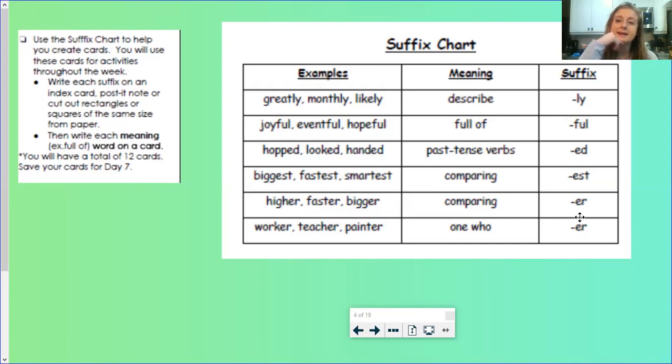Examples: greatly, monthly, likely. It means to describe, and the suffix is ly. Joyful, eventful, hopeful. It means full of, and the suffix is ful. Hopped, looked, handed. These are all past tense verbs. What that means is it happened in the past and it was an action, and that has an ed on the end. Biggest, fastest, smartest is comparing with est. Higher, faster, bigger is comparing with er. Worker, teacher, painter, it means one who. So like we talked about teacher, it's one who teaches. So please make this chart onto cards.